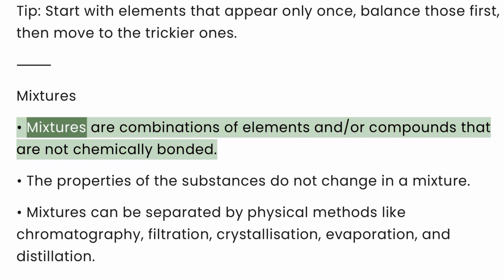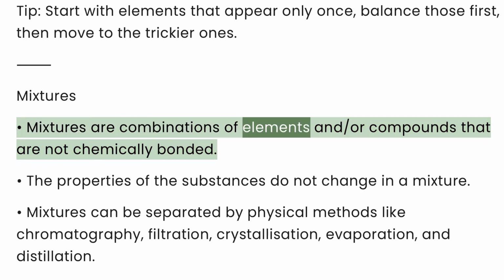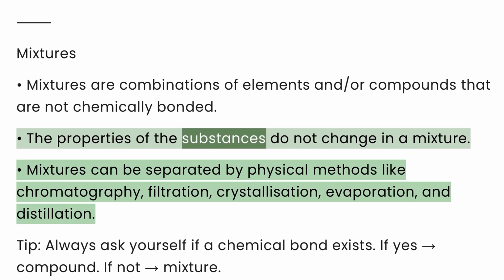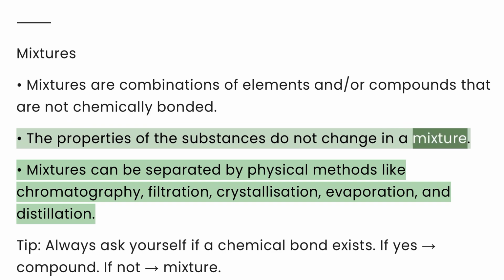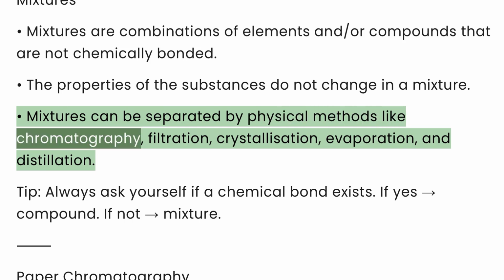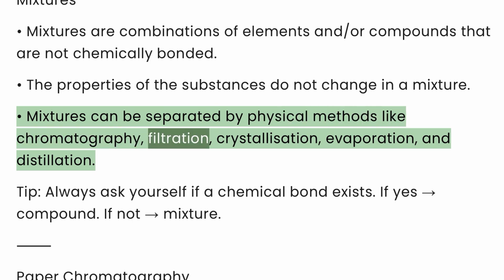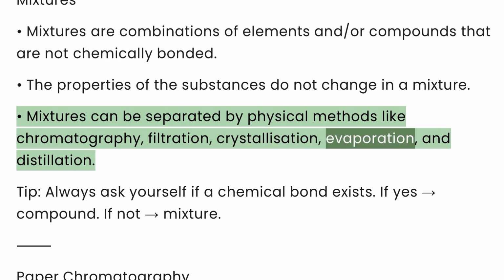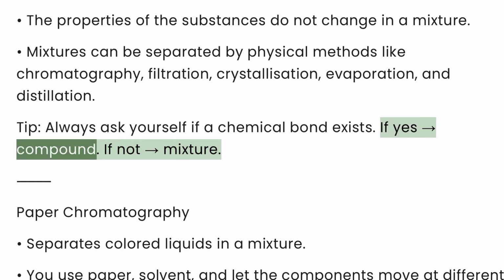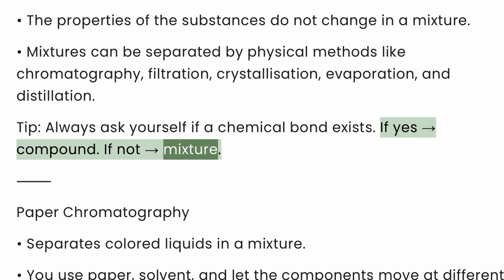Mixtures. Mixtures are combinations of elements and/or compounds that are not chemically bonded. The properties of the substances do not change in a mixture. Mixtures can be separated by physical methods like chromatography, filtration, crystallisation, evaporation, and distillation. Tip: always ask yourself if a chemical bond exists. If yes, compound. If not, mixture.